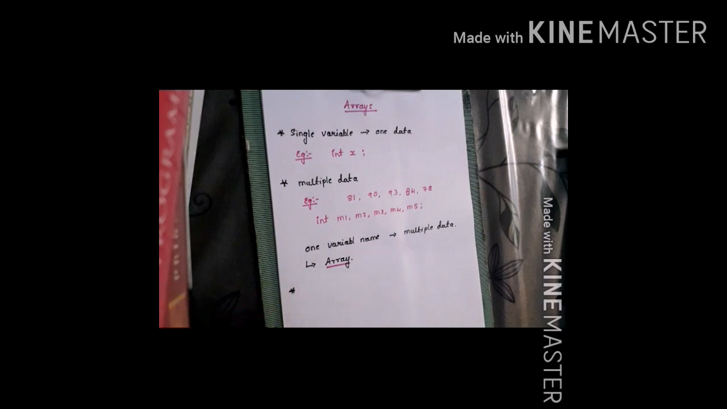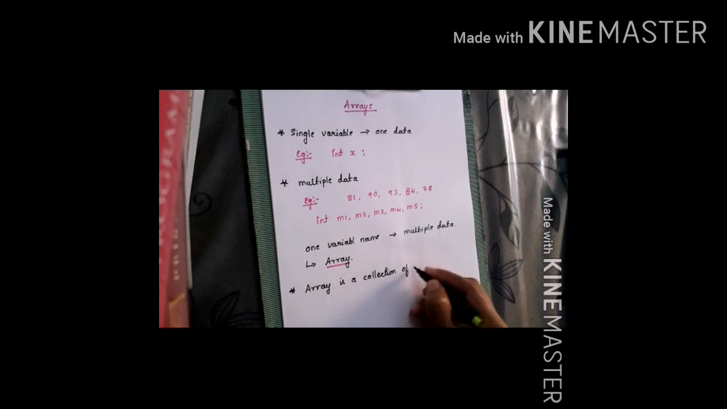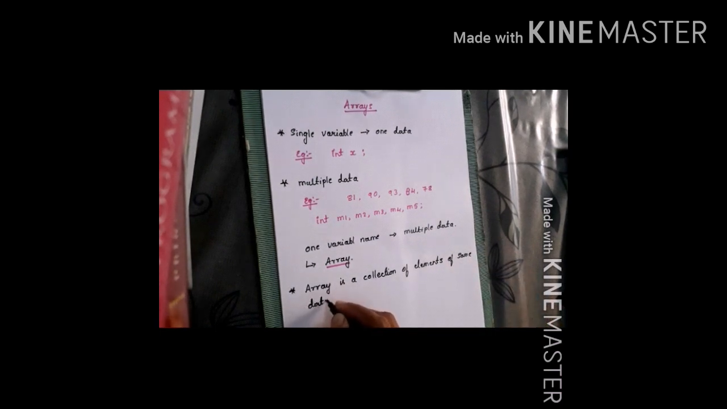That is, in an array we can store only one type of data. So the actual definition of the array is a collection of elements of same data type.